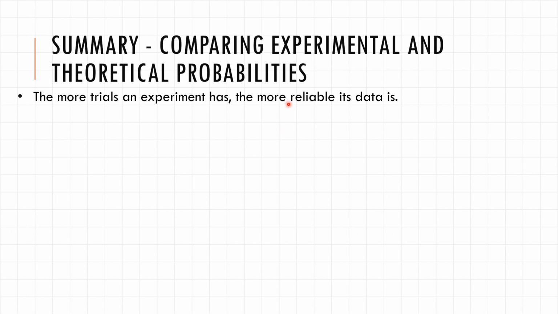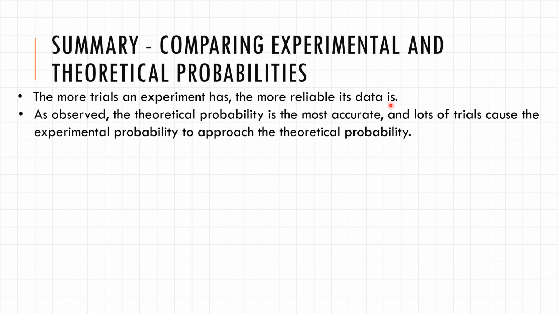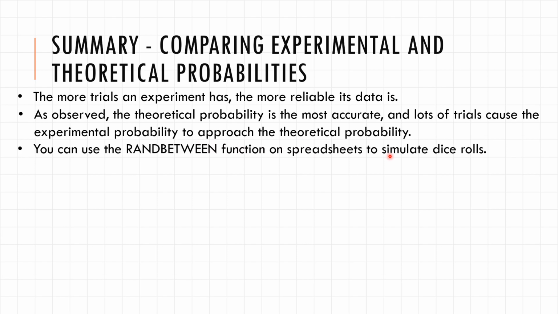And that's exactly what we did in our next lesson. We compared those two things. And we noticed that the more trials we do in an experiment, the more we can rely on that data to actually be accurate. And as we saw, the theoretical probability is the most accurate data that we could get. And many, many trials make the experimental probability get closer and closer. In other words, it approaches the theoretical probability.